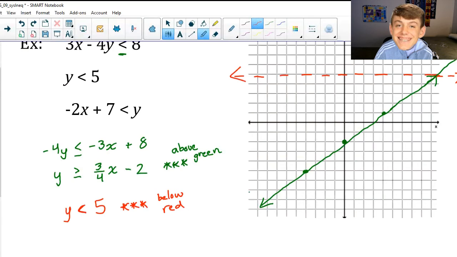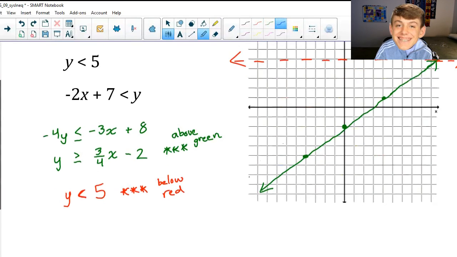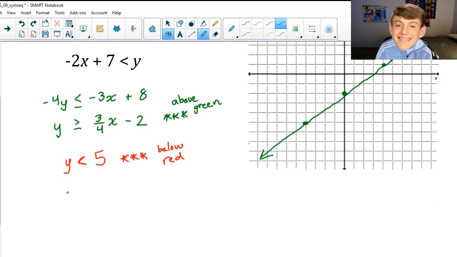It's y less than, so we want to be below red eventually for our final answer. And last equation, so negative 2x plus 7 less than y. So wait a minute, let me just flip everything around. This is already sort of in slope-intercept form, I just have to write it so it looks like that. So y greater than negative 2x plus 7.